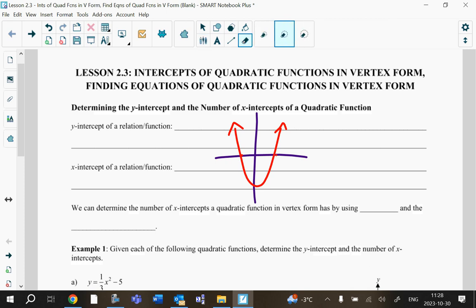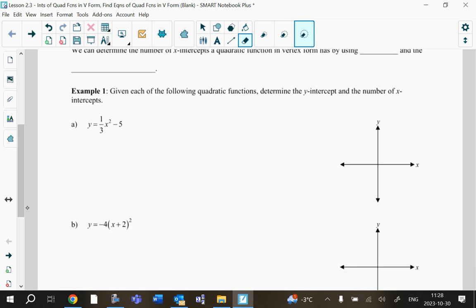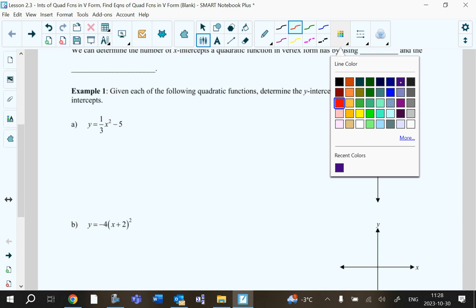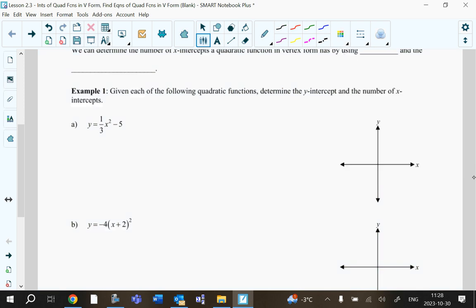So here, if we go down to these questions, notice that you're not asked to find the x-intercepts just yet. You're just asked to find how many there are. And the way you do that is you sketch a quick graph. It doesn't have to be a perfect graph. Okay? And I'll show you when we do one.